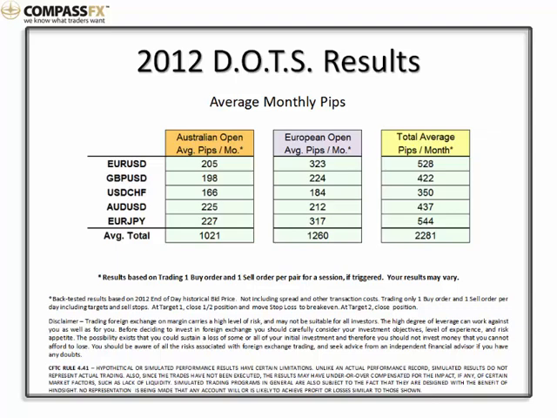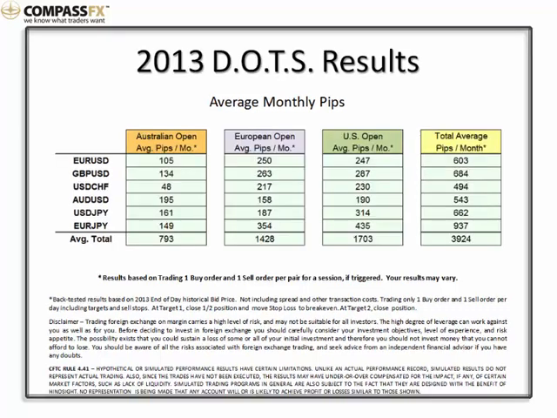Well, take a look at these results and let's compare them to 2013. In 2013, we added the US Open and began tracking DOTS again based upon one buy order and one sell order. We're simply basing this on, did the market hit a buy entry and move to a buy target level, or did it hit the stop loss? We record the number of pips.